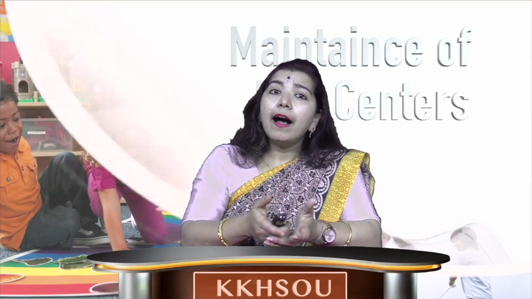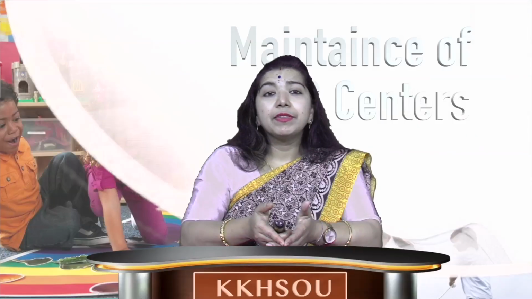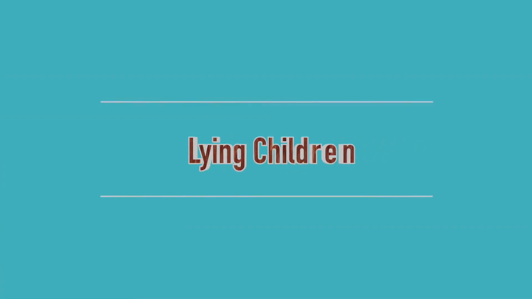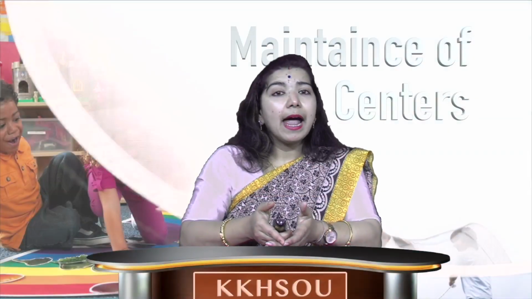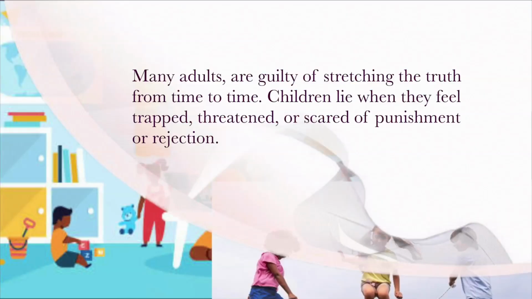Like biting, hitting and kicking a parent or playmate is what a child does when frustrated, angry, sad, and simply unable to get his or her point across. Then lying children. Children often lie. Like many adults are guilty of stretching the truth from time to time. Children lie when they feel trapped, threatened, or scared of punishment or rejection.